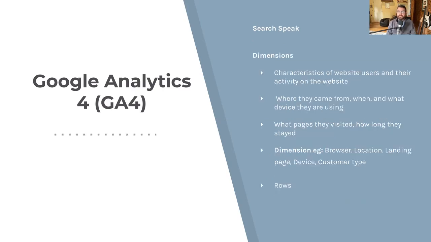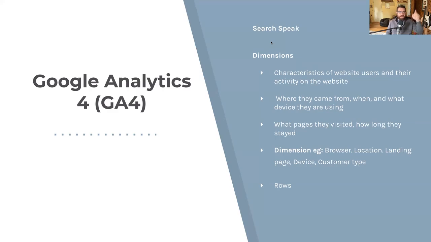Okay, so dimension. This is going to be one of the really important ones that we're going to want to know about. The way I think of a dimension is that it's the ones with the words. So say it's a source medium, it's going to be Google Organic or Facebook or Google CPC. And so it's the named part. And then the metric is the number that we're counting. Think of it as the dimensions being the rows, and the columns being the metrics.